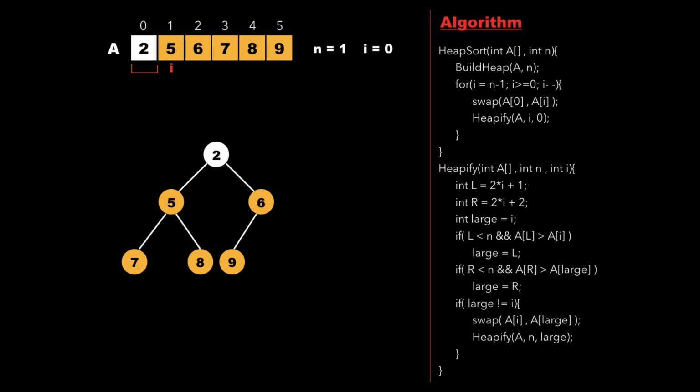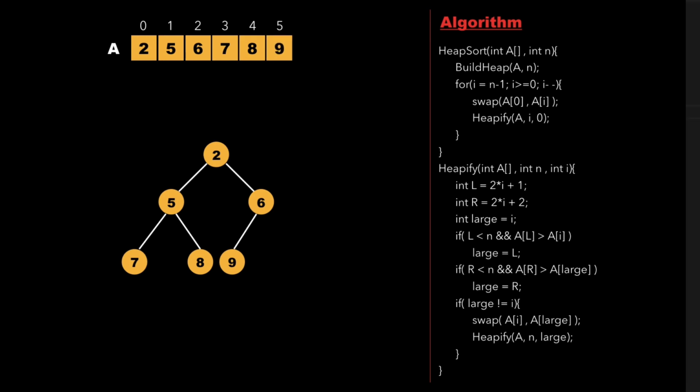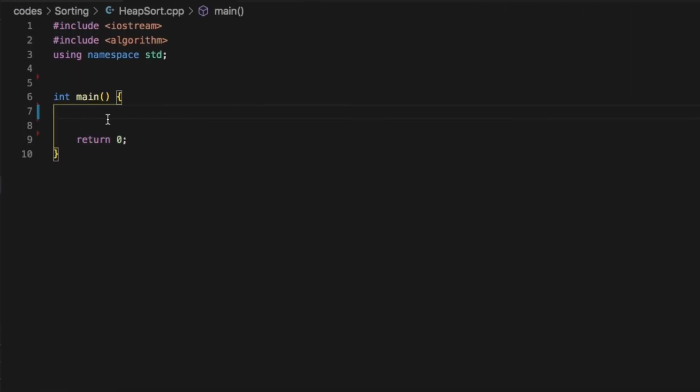So now we are in a heapify function where we calculate the left and right indices, which are 1 and 2 respectively, initialize large as 0, and since here both left and right index are not less than n, therefore we can directly return from this function, and I think we have got a sorted array where the elements are 2, 5, 6, 7, 8, 9. So now let's begin with our code.